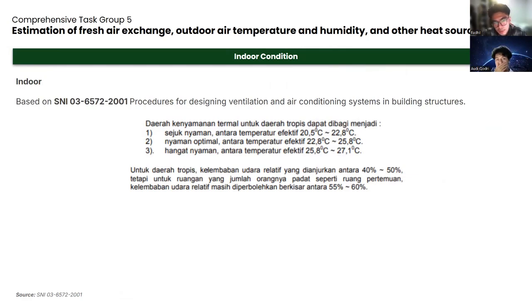Okay, for the indoor air, we base it on SNI 036572 2001 with the procedures for designing ventilation and air conditioning systems in building structures. We learned that the optimal comfort is around 22.8 Celsius to 25.8 Celsius. And for the tropical region, the recommended relative humidity is 40% to 50%, but for a packed meeting room, it is around 55% to 60%.